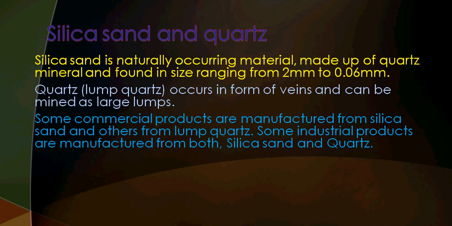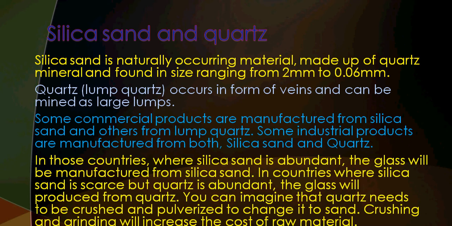Some commercial products are manufactured from silica sand and others from lump quartz, because chemically and mineralogically both are the same. Some industrial products are manufactured from both. I will give you an example. In countries where silica sand is abundant, like Saudi Arabia, glass will be manufactured from silica sand. And in countries where silica sand is scarce but quartz is abundant, the glass will be produced from quartz.